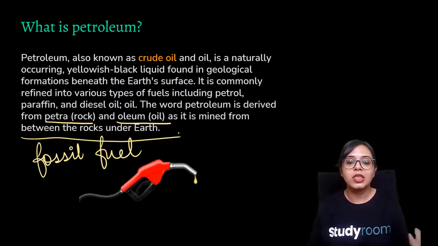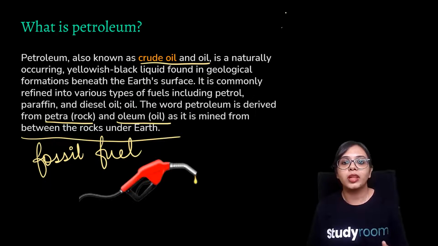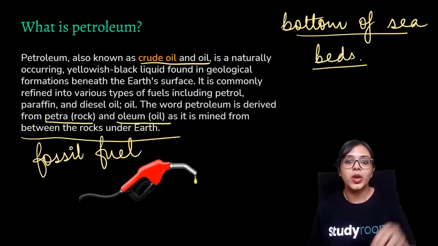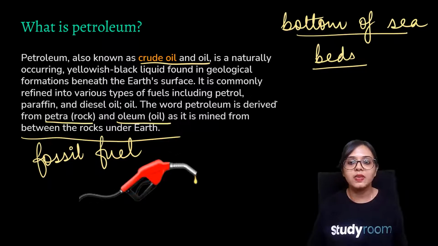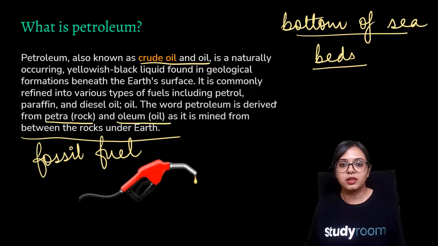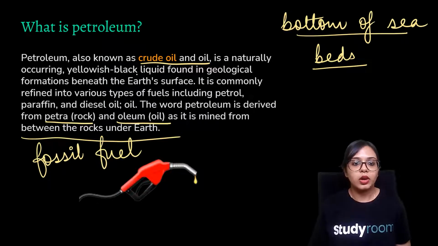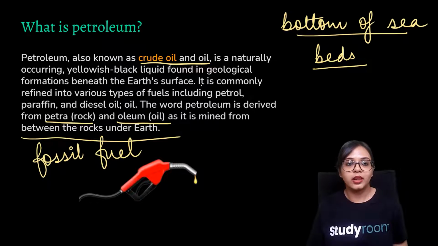Basically, this petroleum, this crude oil or oil that we are talking about, is found at the bottom of the sea or oceans. So basically the beds, the groundmost portion, is where the formation of petroleum happens. And since oil is lighter in density than water, it floats above the surface. It's a yellowish black liquid that is found in geological formations beneath the earth's surface.